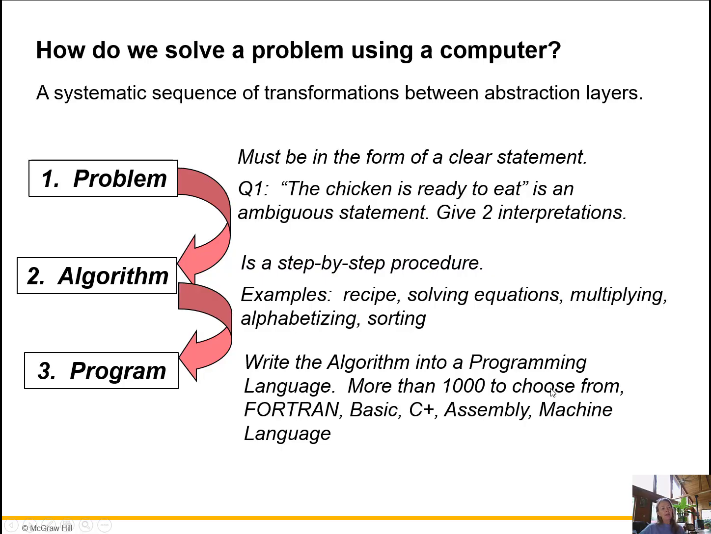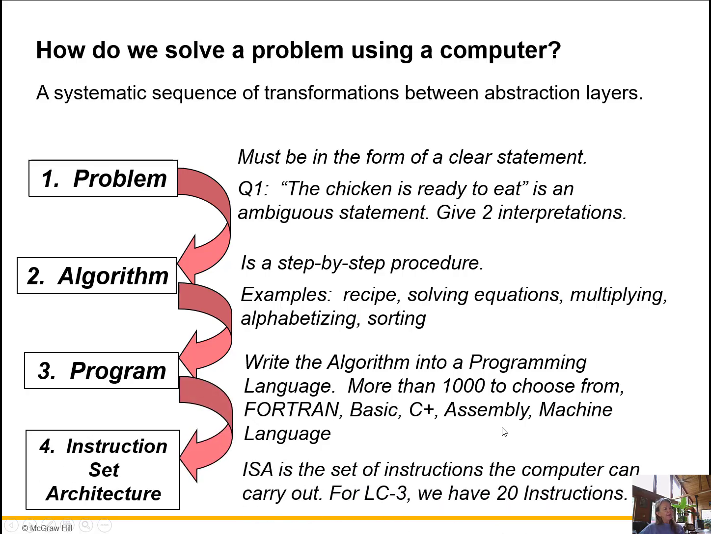Fortran, Basic, C++, Assembly, and machine language, of which we're going to do C++, Assembly, and machine language. So we'll know 3 of those when we're finished with this class. Now, the fourth level of transformation is the ISA, and that's the set of instructions the computer can carry out.